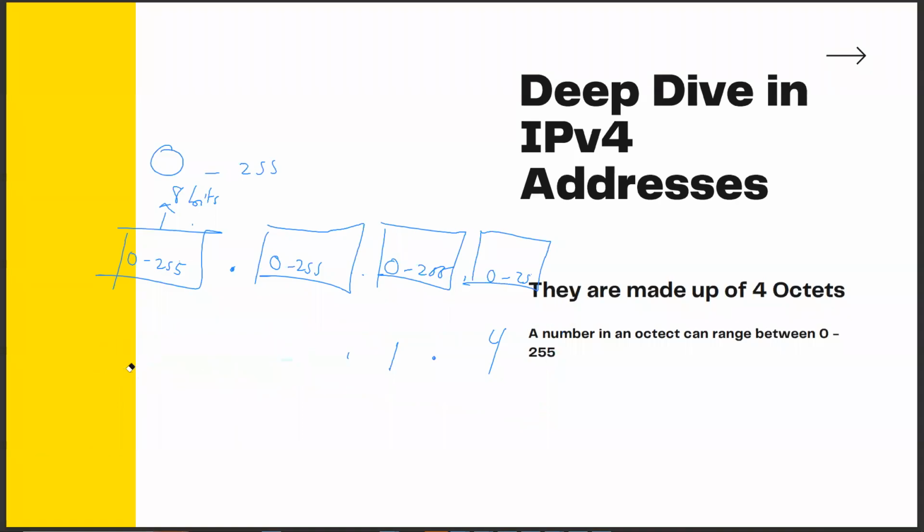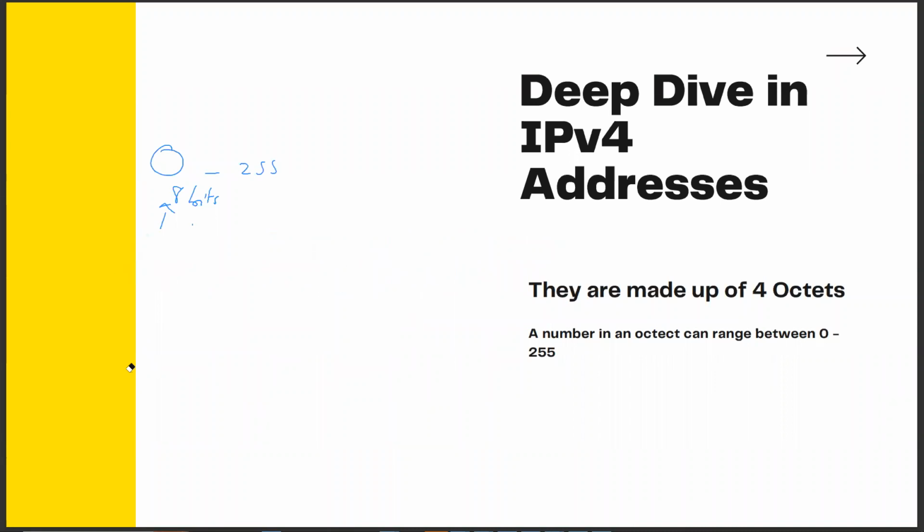Now, when I said 8 bits, I said every number within the octet. So we have like 4 numbers, and each number can be represented with 8 bits. Let's just go back in time and do something that we might have done in the past.